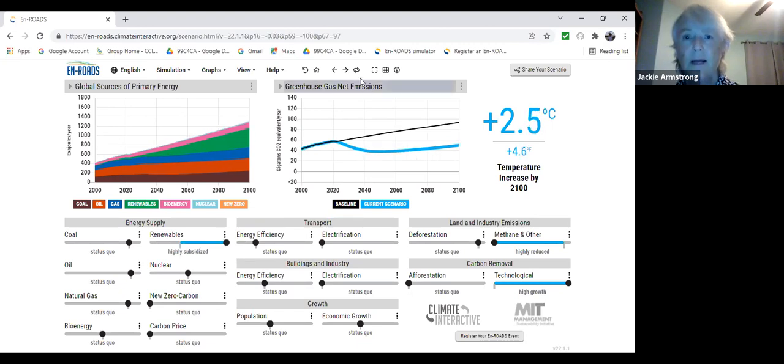Now I'm going to replay that change and look at the difference it made. It was 0.2 degrees centigrade, which is good, not as dramatic as we would like. Look at the chart on the left. We're still increasing our coal, our oil, and our natural gas use. So even making this increase in renewables steeper than business as usual doesn't have as big an impact as we would hope, because we're still heavily invested here.